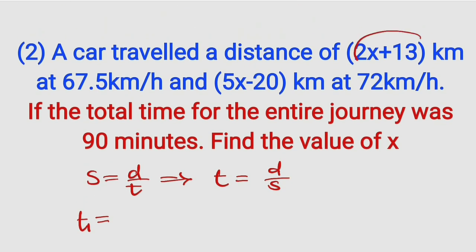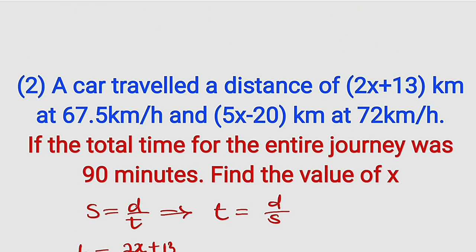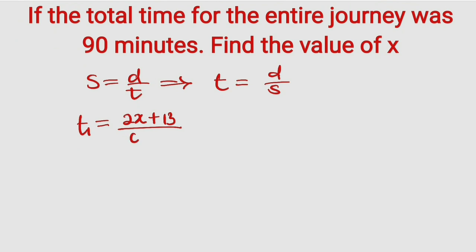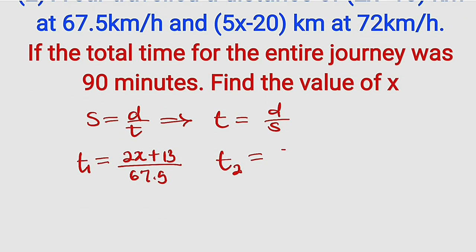So the first one, this is what we have as the distance, that is 2x plus 13. 2x plus 13 divided by the speed for that particular journey is 67.5. So for the second t, which is distance divided by the speed, we have the distance as 5x minus 20. 5x minus 20 divided by the speed, which is 72 km per hour.